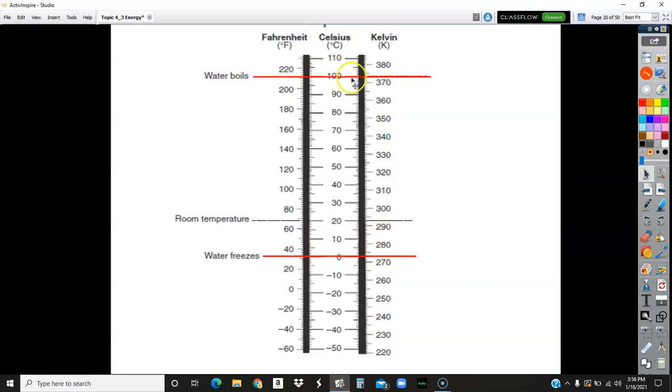If you come up here to this red line up top, that's water boils. And again, that could be making the liquid into a gas, right? Boiling or evaporating, or turning the gas back into a liquid. That's called condensation. So that, again, happens at the same spot, at the same temperature. 100 Celsius, which is 212 Fahrenheit, or 373 Kelvin.